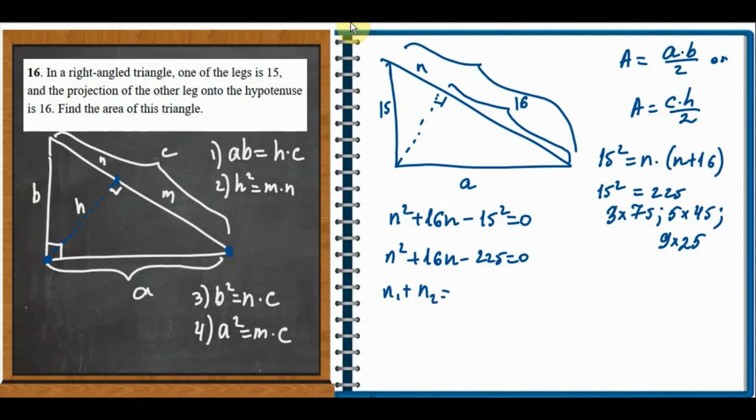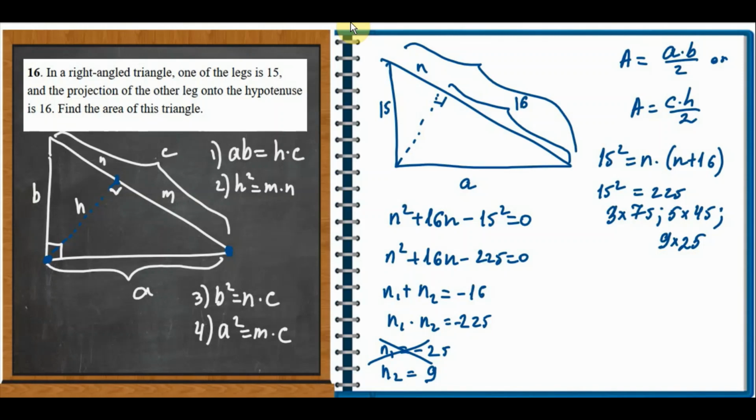N1 plus N2 is equal to negative B, which is negative 16. N1 multiplied by N2 is equal to negative 225. Now, which factors must we choose for N1 and N2 when their sum is negative 16? We choose N1 equal to negative 25 and N2 equal to positive 9, because their product is negative 225 and their sum is negative 16. So obviously N1 is not going to be our root. N2 is 9.